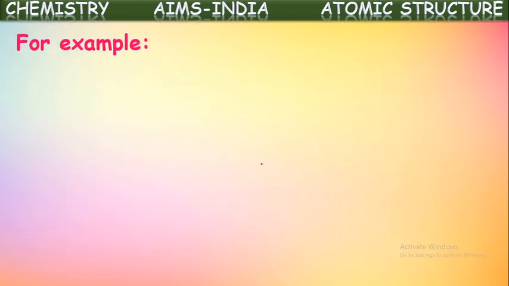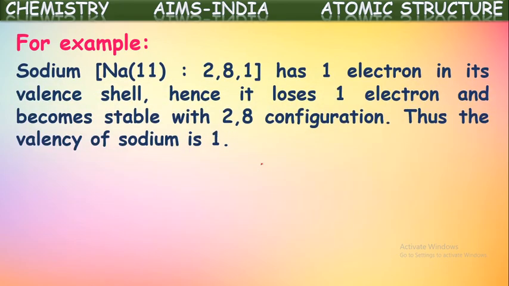Let us take some examples so that we can understand easily. If you see sodium, its atomic number is 11 and its configuration is 2, 8, 1. How many electrons are there in the valence shell of sodium? Valence shell means the last shell. In the last shell, sodium has only 1 electron, so it has less than 4 electrons. Hence, sodium will be ready to lose this 1 electron and become stable with a 2, 8 configuration.